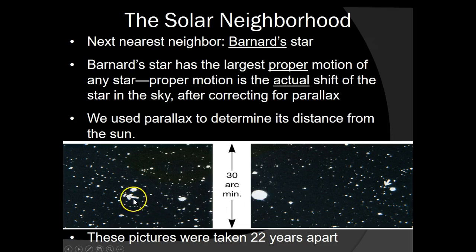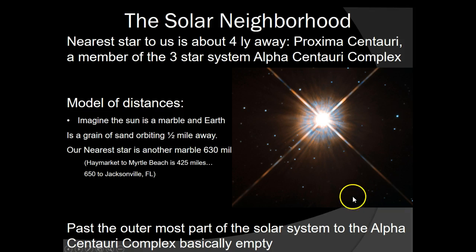So here is Barnard's star, let's say in 1980, and here it is in 2002. So you can see it actually moved over 22 years. Now, the nearest star to us is about 4 light years away, and it's in the Alpha Centauri complex, and it's actually Proxima Centauri that is the closest.